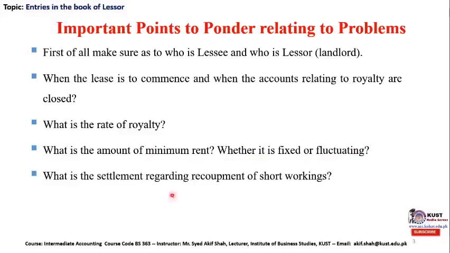Fifth point to ponder is what is the settlement regarding the recoupment of short working. Like, is there any procedure for the recoupment or reimbursement of the short working that was paid by the lessee in the initial years of the lease agreement, when the lessee was unable to utilize the mine at its good capacity, so as to cover up the minimum rent amount. This short working agreement and settlement may have either a fixed rate or a fluctuating rate, fluctuating time period.